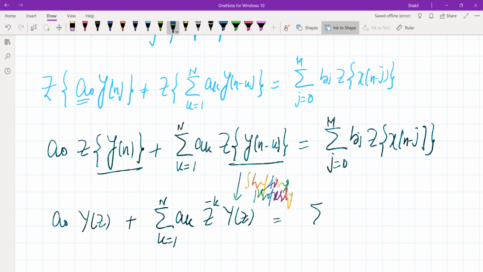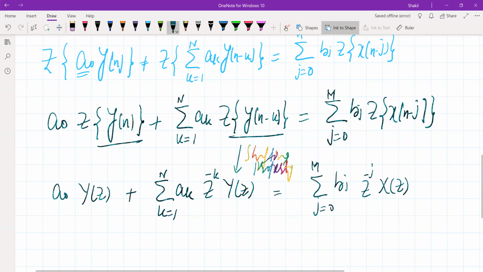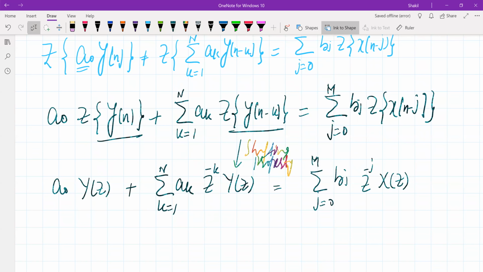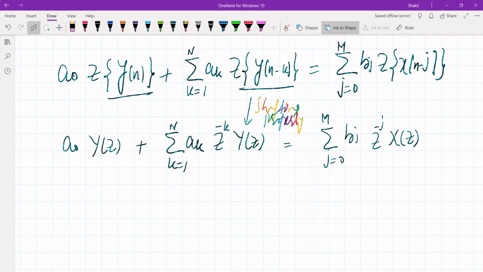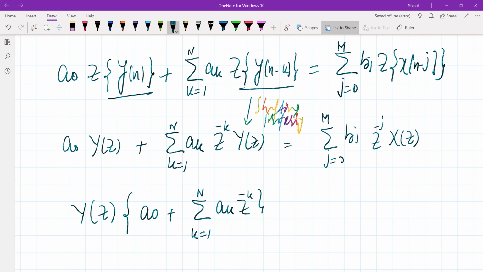Similarly, let's suppose the Z transform of x of n is X of z. Then the Z transform of x of n minus j is z to the power minus j times X of z. Now taking Y of z common on this side, this will be a naught plus summation k running from 1 to n, a_k z to the power minus k.